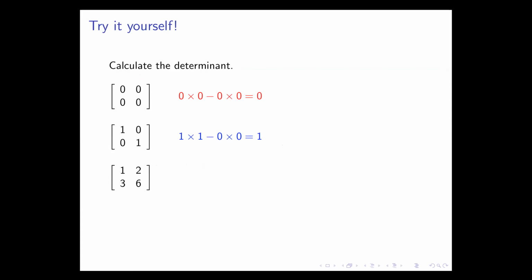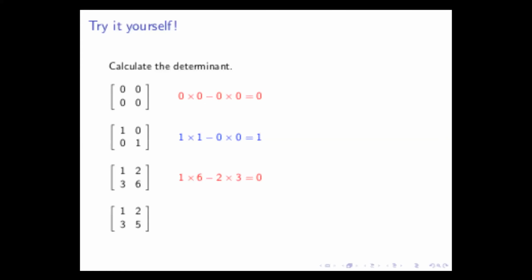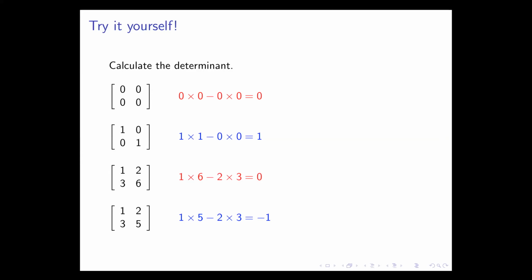In this example, the answer is 0, right? Because the rows are proportional to each other. In this example, it's not 0, it's equal to -1. So therefore, the matrix is invertible. Okay. How about this one?